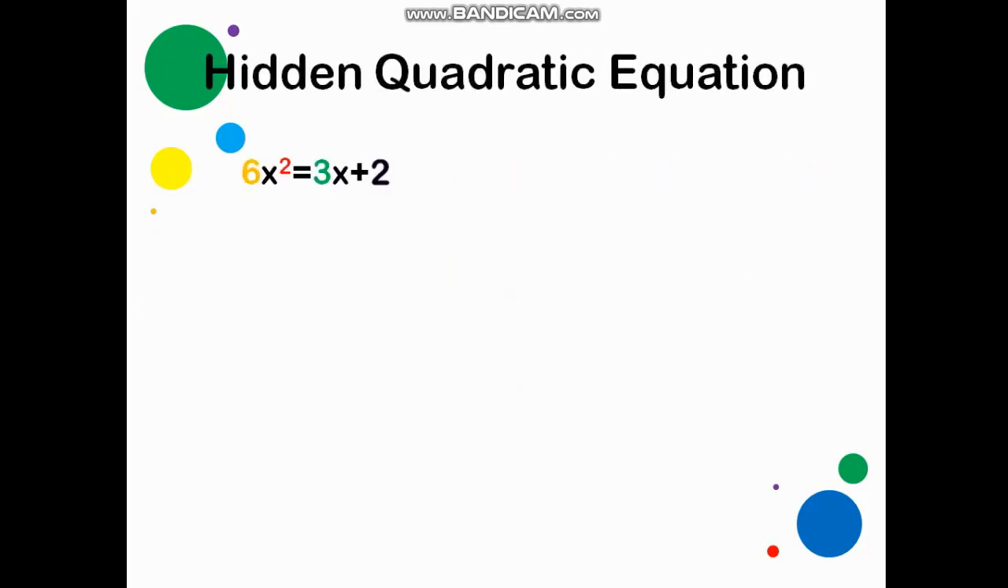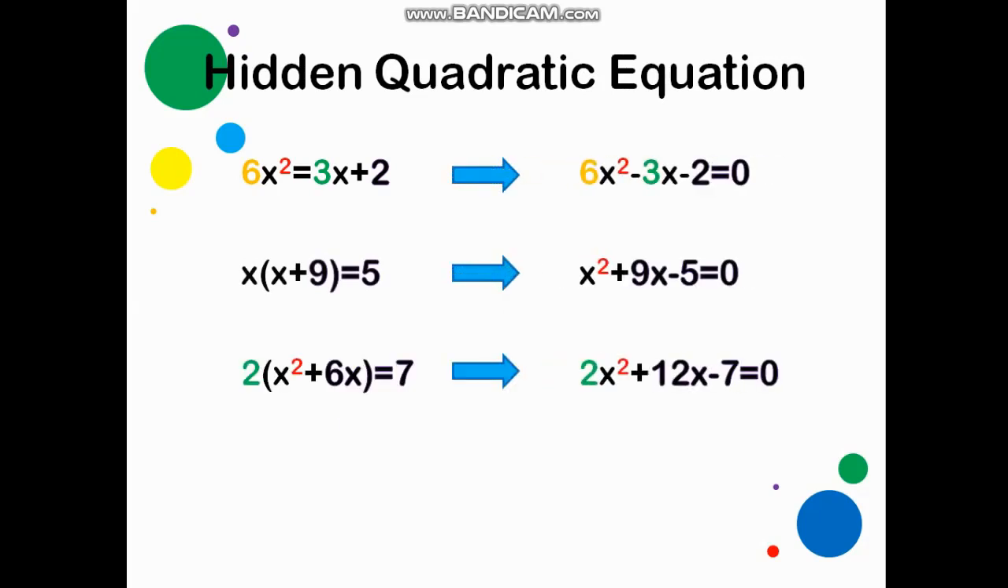Hidden quadratic equation: 6x squared equal to 3x plus 2 is equal with 6x squared minus 3x minus 2 equal to 0. Next, x squared plus 9x equal to 5 is equal with x squared plus 9x minus 5 equal to 0. Next, 2x squared plus 6x equal to 7 is also equal with 2x squared plus 12x minus 7 equal to 0.